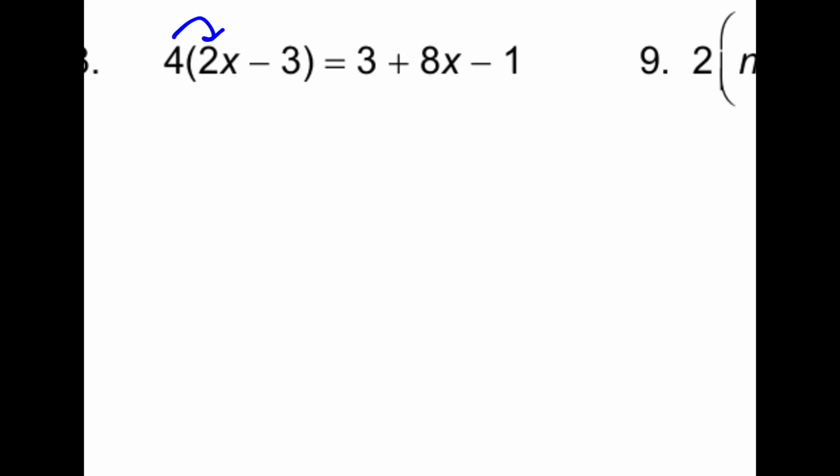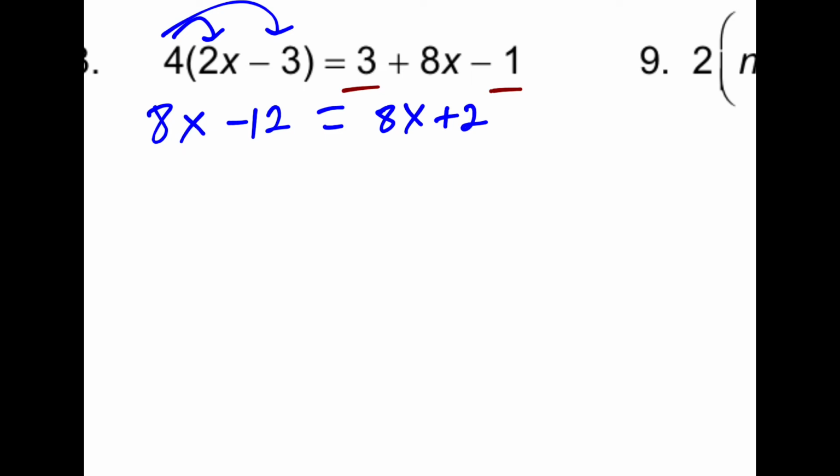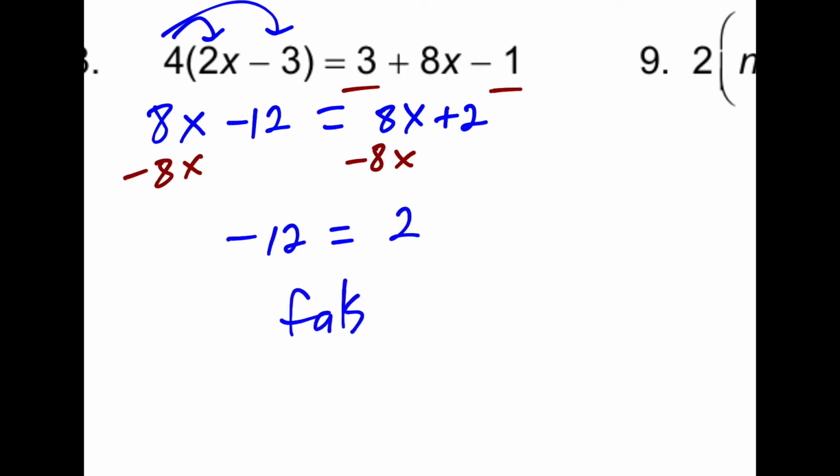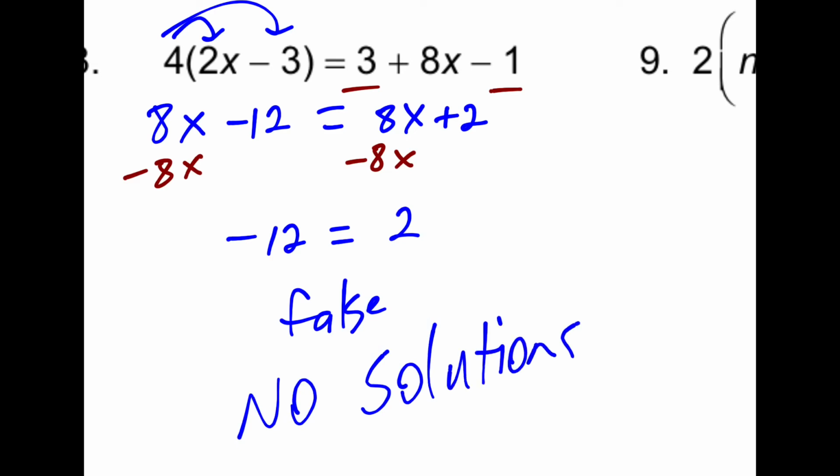So first I will distribute the 4, and I get 8x minus 12. On the right, I can combine like terms, the 3 and the minus 1. This gives me 8x plus 2. If I subtract 8x from both sides, I'm left with negative 12 is equal to 2, which is a false statement. And what that means is there are no solutions. There's no possible x value that I could plug in to make this true, ever.